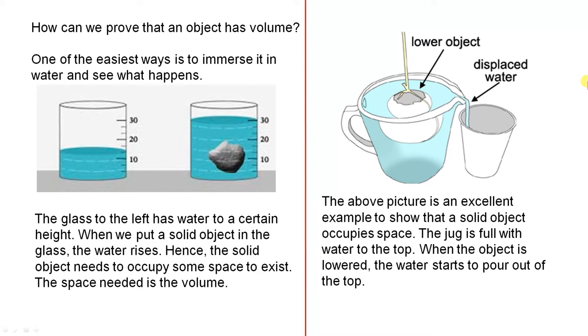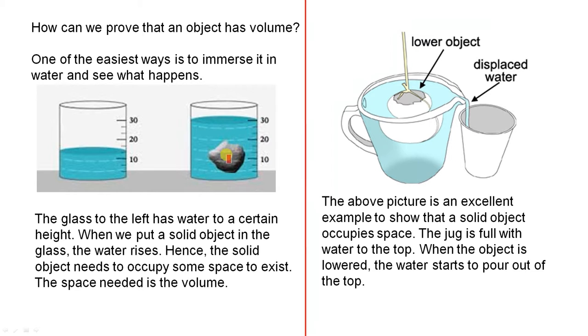How can we prove that an object has volume? One of the easiest ways is to immerse it in water and see what happens. The glass to the left has water to a certain height. When we put a solid object in the glass, the water rises. Hence, the solid object needs to occupy some space to exist. The space needed is the volume.